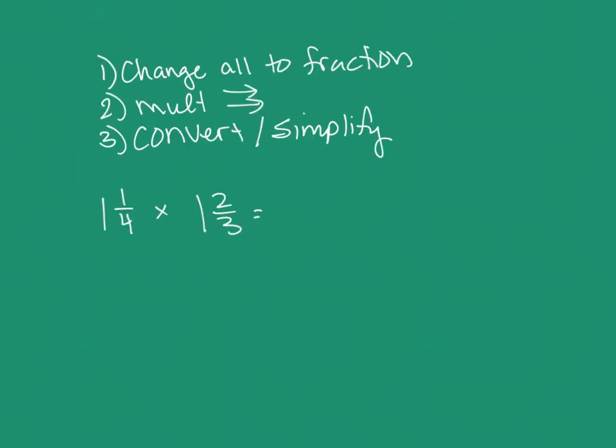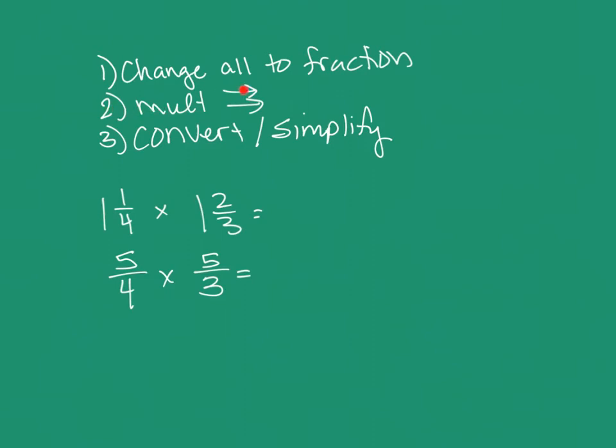Let's look at another one. Let's look at one that throws those mixed numbers at us. So change all to fractions is my first step. So that's going to be 1 times 4 is 4 plus 1 is 5, 5/4. 1 times 3 is 3 plus 2 is 5/3. Now they're both in fraction form, improper fractions. I knew they would be because it's more than one, or it's one or more.